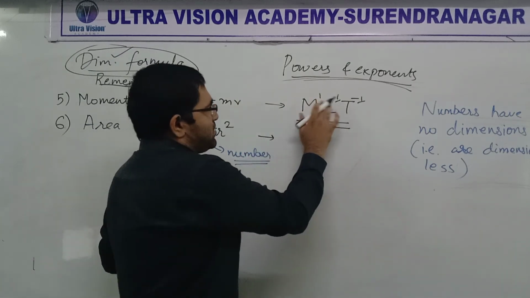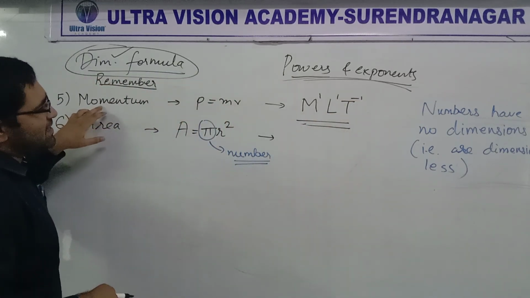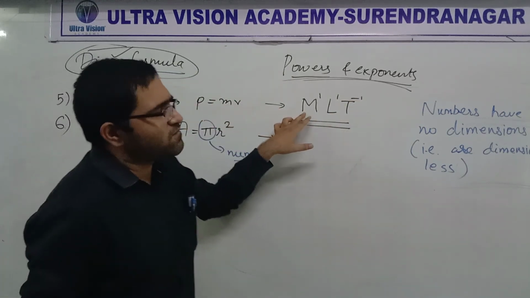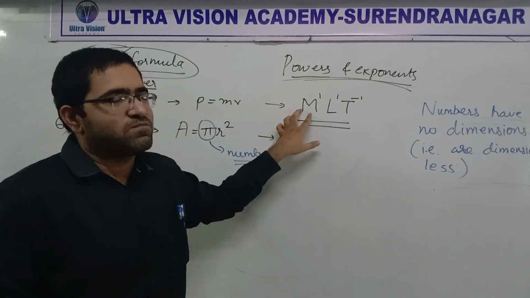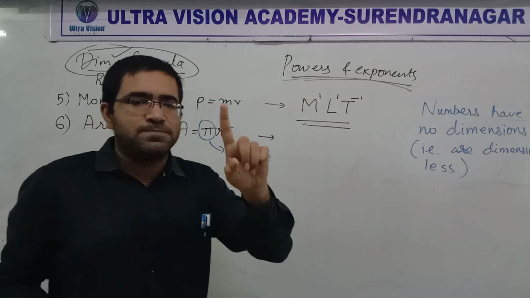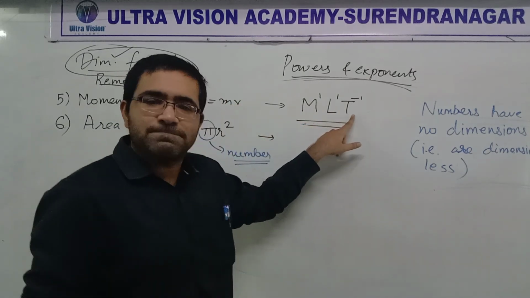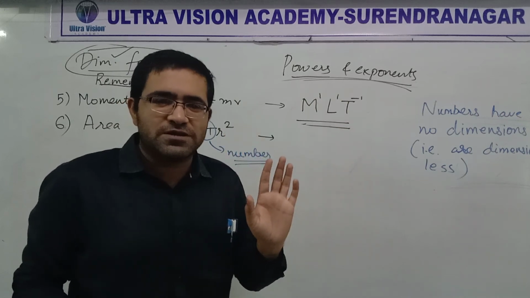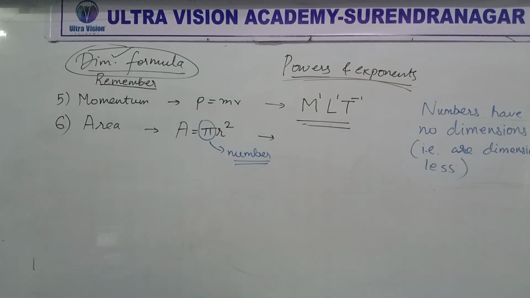So for example, if someone will ask you, in momentum, what's the dimension of mass? Then the answer is 1. In momentum, what's the dimension of time? Then the answer is -1. Did you understand?